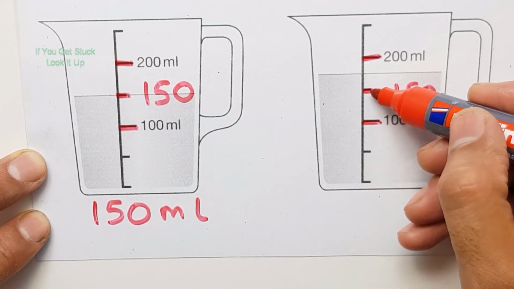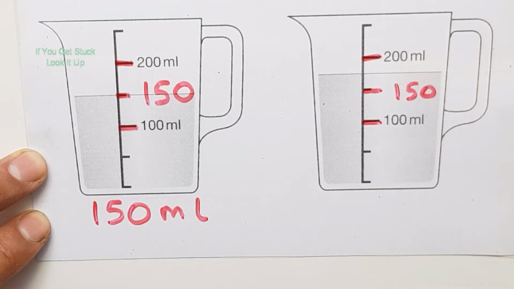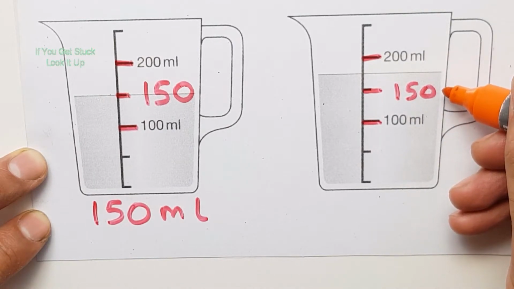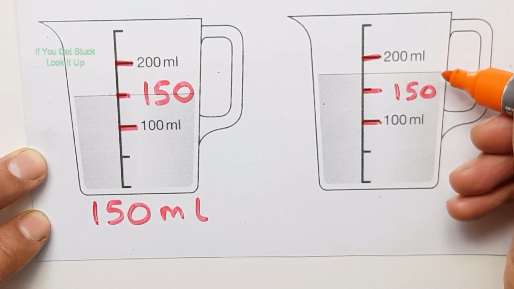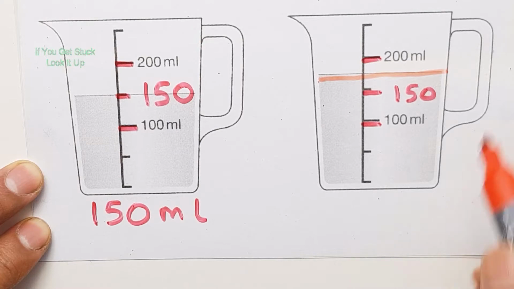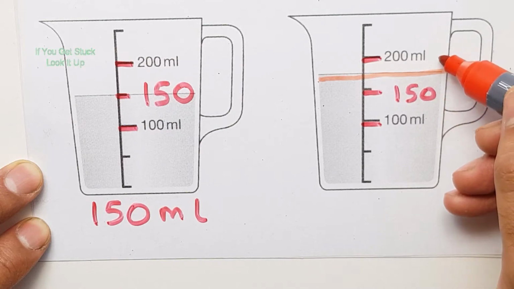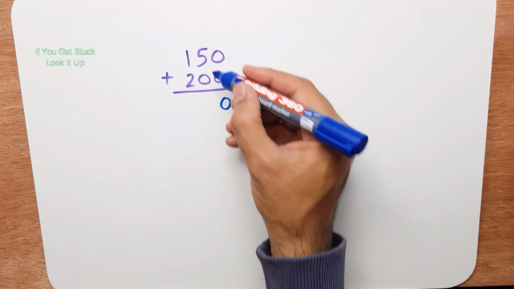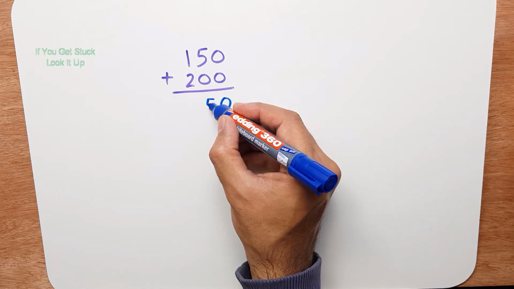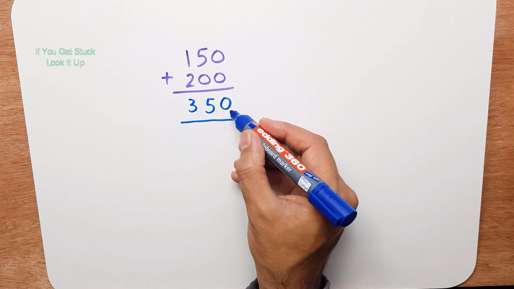Now, that's 100, that's 200, that there is 150. But if you look, it's halfway between 150 and 200. Now what we can do is find out what is halfway between 150 and 200. And there's lots of ways of doing it. So one way of working this out is if you add 150 to 200 and then divide it by 2. So let's do that. 0 add 0 is 0. 5 add 0 is 5. And 1 add 2 is 3. So our answer is 350.